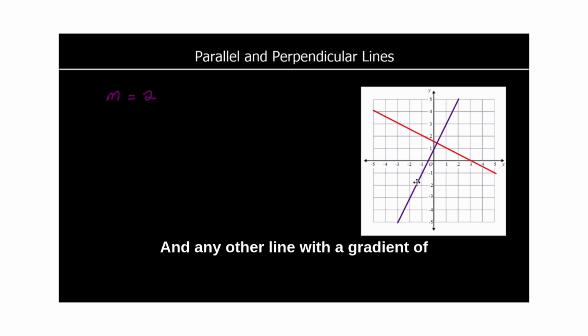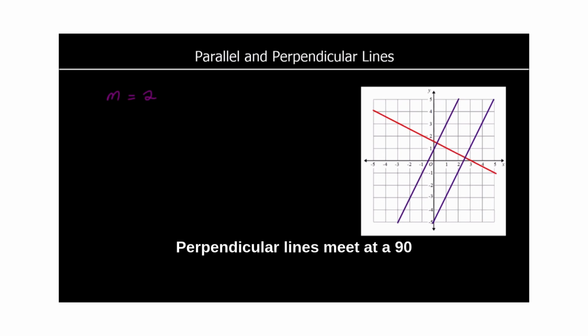And any other line with a gradient of 2, no matter where it is on the graph, will be parallel. So these two purple lines are parallel. They've both got the same gradient.